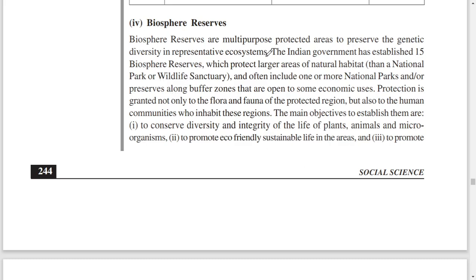Biosphere reserves are multipurpose protected areas to preserve the genetic diversity in representative ecosystems. The Indian government has established biosphere reserves which protect larger areas of natural habitats than a national park or a wildlife sanctuary. A biosphere reserve is large, big. National park, this is the wildlife sanctuary.